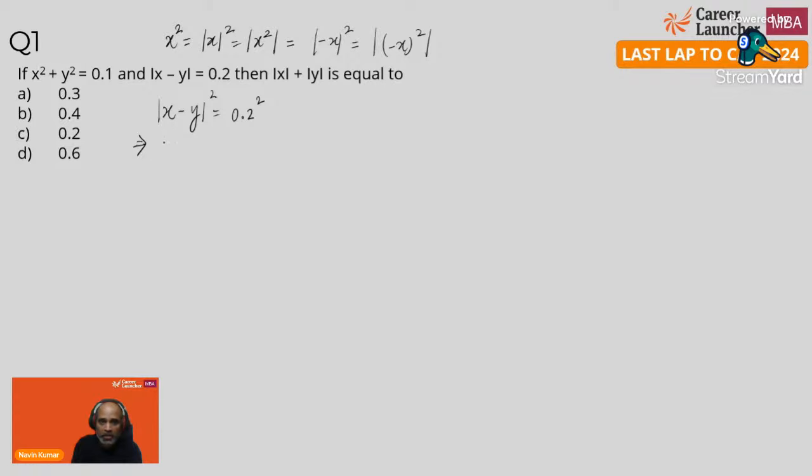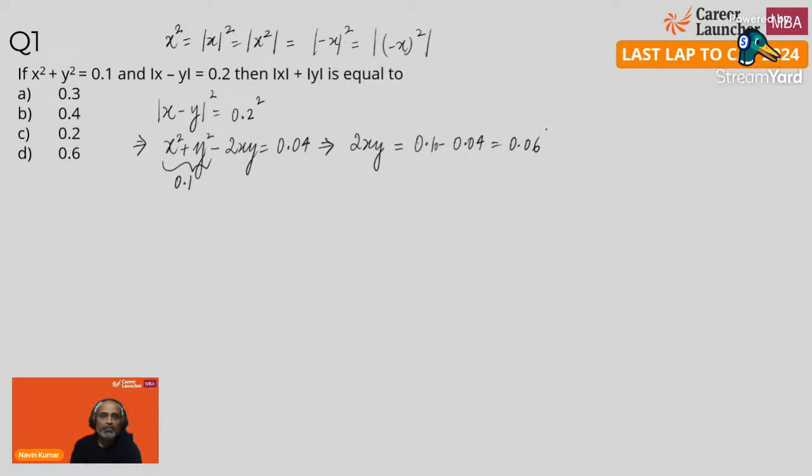So if I square this, I'll be getting x square plus y square minus 2 times xy is equal to 0.2 square, which will give me 0.04. Right. Now from here, we already know what x square plus y square is. So this is going to be 0.1. So if you solve this, we will be getting 2 times xy is 0.1 minus 0.04, which is 0.10 minus 0.04, which will give us 0.06.